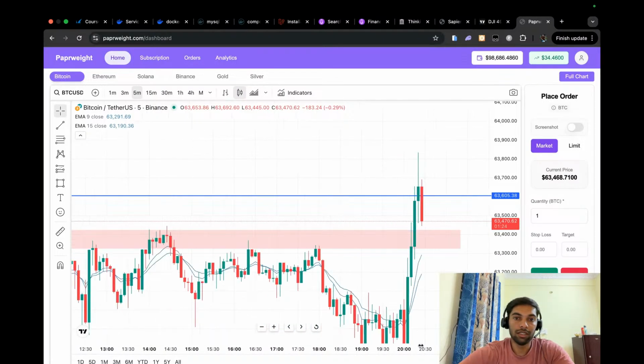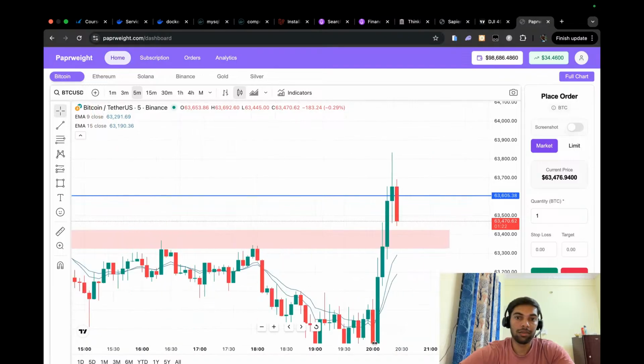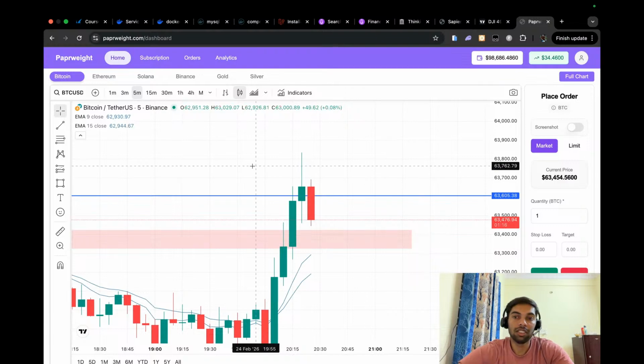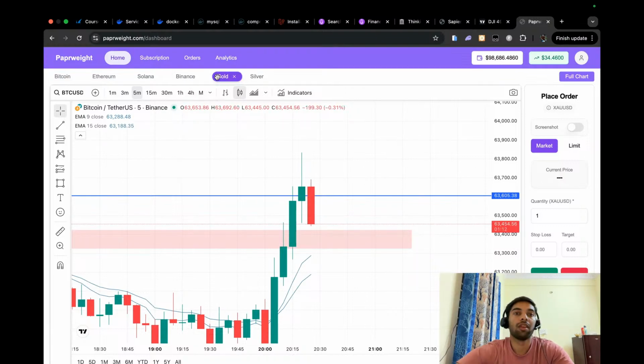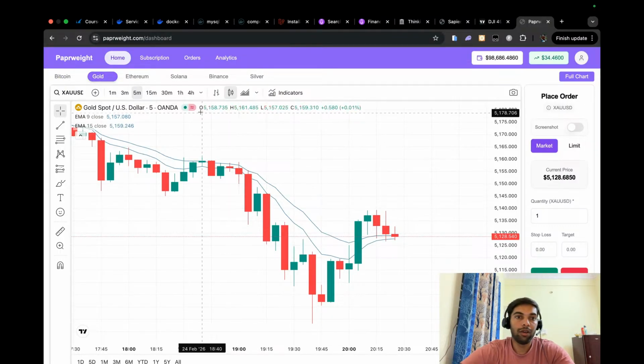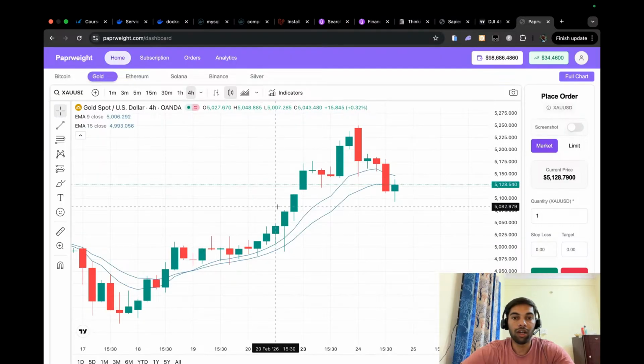So let's wait to see how this candle will close. It's still 1 minute and 16 seconds to close this candle. Let's see what is happening with gold. I'm putting gold side by side with Bitcoin here. And in gold, we have to see what is happening at the 4 hour time frame.